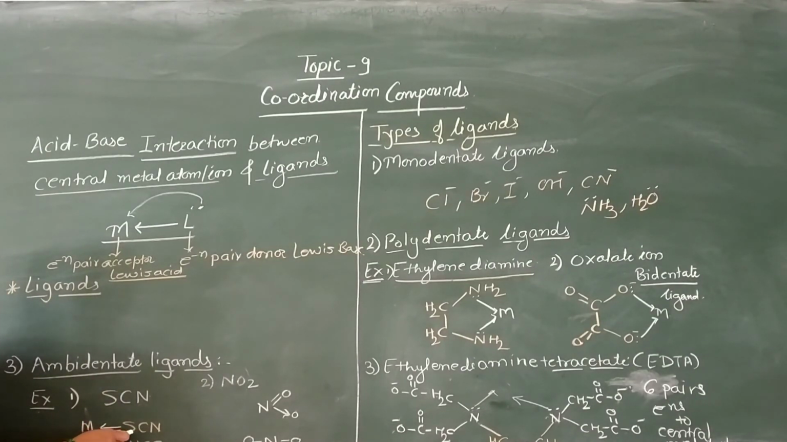In this case, the metal gets attached to this SCN by forming a bond with sulfur, and in this case the metal gets attached to the thiocyanate through a nitrogen bond. That is, a nitrogen-metal bond is formed in this case, and in this case a sulfur-metal bond is formed. This is called thiocyanato and this is called isothiocyanato. This is an example of an ambidentate ligand.